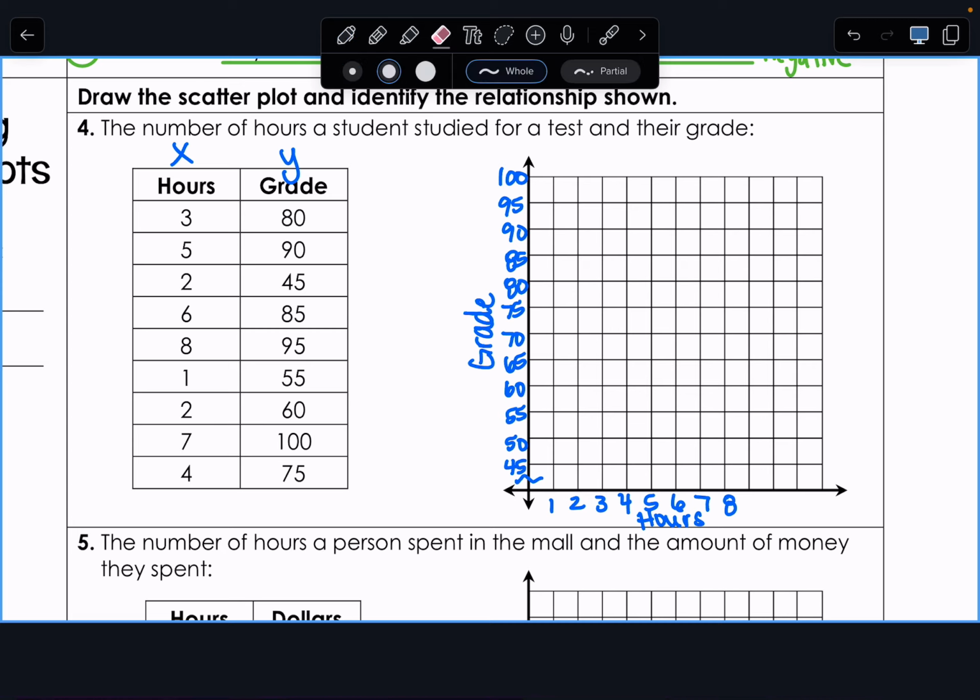Okay, so now we need to plot all these points. So what I'm going to do, I'm going to plot 380, and then I'm going to say, okay, I already plotted it, and I'm going to just keep track of the ones I've plotted. That way I don't miss something. Okay, so you're going to plot those. I'm going to plot them. Then we're going to make a decision. Okay, 590.